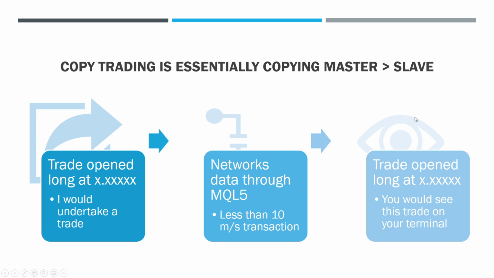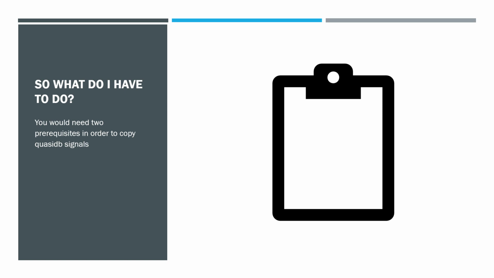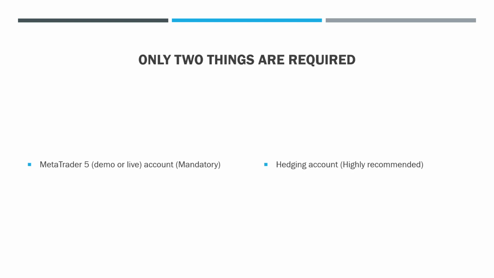So it's dead simple. So what do I have to do? Well, you need two prerequisites in order to copy the signals, and this is the drawback: you do need a MetaTrader 5 demo or live account. And why MetaTrader 5? Because I have a MetaTrader 5 live account, and that's why I purchased this robot. And so that's why it's MT5. So that's obviously the big drawback here. Everyone uses MT4. I know, I apologize, but it's free for subscribers.